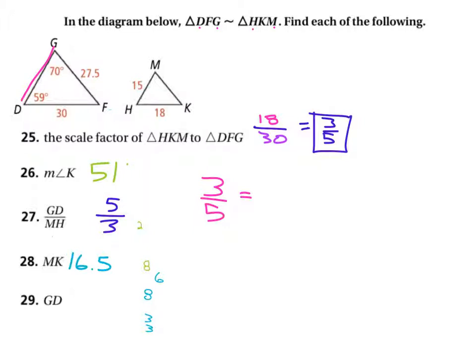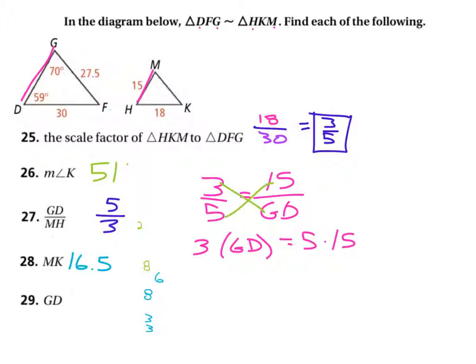So that means we've got these two sides. And if we're going small to big, then we'll say 15 for this one, and GD, we could have called it X, but we'll just call it GD. So you get 3 times whatever the measure of GD is equals 5 times 15. Remember, we're doing the cross products property. That times that equals that times that. So to solve for GD, we can divide both sides by 3, and we get GD will be equal to 5 times 15, and then the product of that divided by 3, or GD equals what?